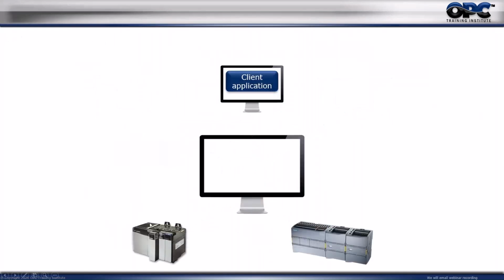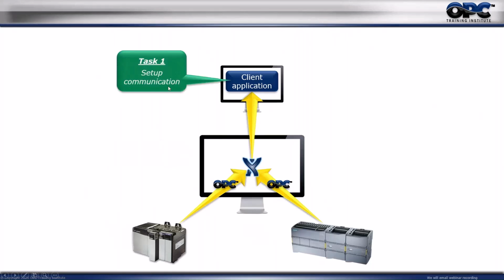In this case, we have a couple of controllers. We're bringing in the data to OPC Expert via OPC servers. So we'll see an OPC DA server and an OPC UA server. And we're going to see how this data comes into this client application. Now, the first step, we're going to set this up. We'll set up the communication, and we're going to see how we can get all of the data.